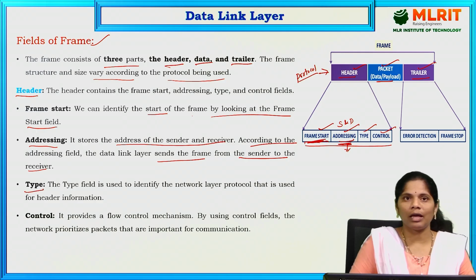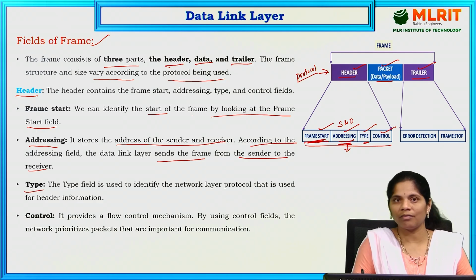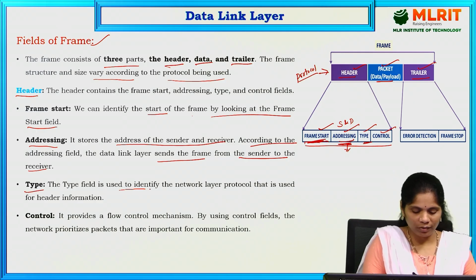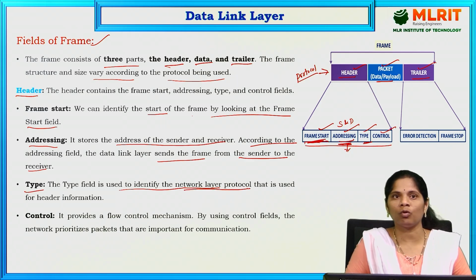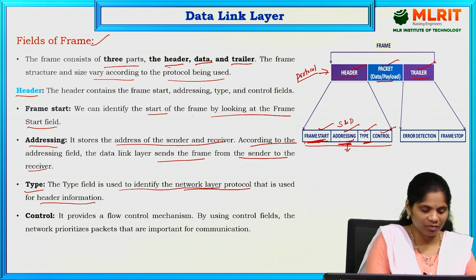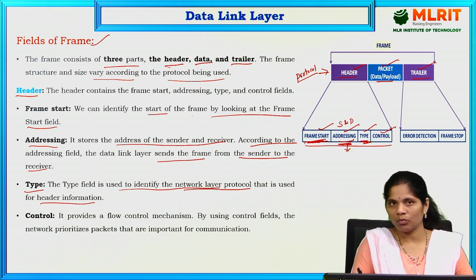And next one is the type field. What is the main work of the type field? It is mainly used for identifying the network layer protocol, which is going to be used for header information. For that reason, we are going to use the type field.